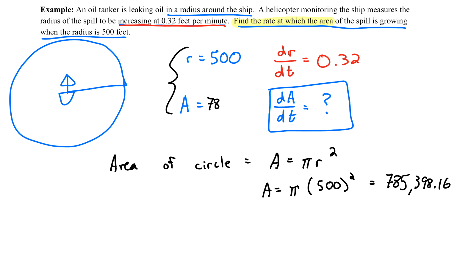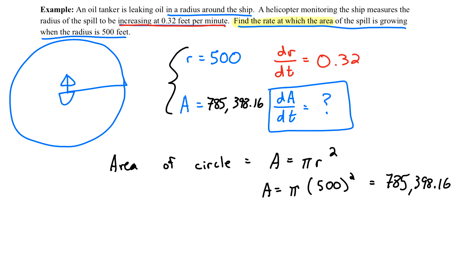It's 785,398.16. But that's not actually what the problem asked us to find. We wanted to know what is dA over dt. This is the piece of information that we're going to be solving for.